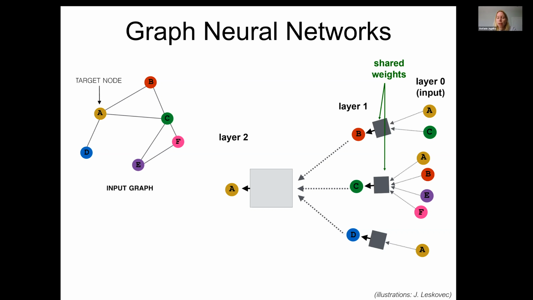This notion of aggregation functions and this notion of computation trees will be encountered throughout this talk. These are the central concepts when analyzing graph neural networks: the computation trees, and the gray boxes, which are the aggregation functions.